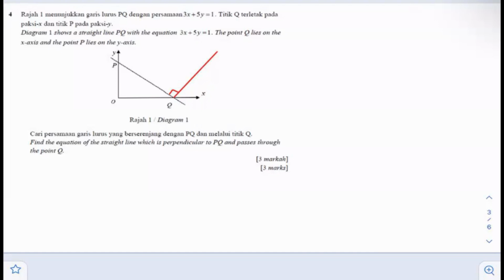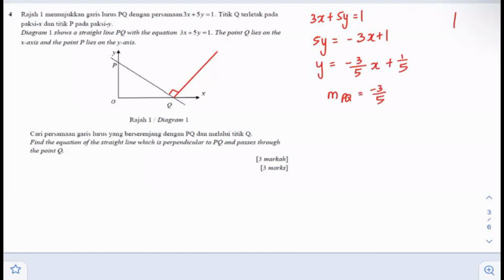We know the equation for PQ is 3x plus 5y equals 1. So 5y equals -3x plus 1, and y equals -3/5 x plus 1/5. So the m_PQ will be -3/5. And remember, if it's a perpendicular line, m1 m2 equals -1. So this m2 for the perpendicular line will be -1 divided by -3/5, and we get 5/3. So the gradient of this perpendicular line will be 5/3.